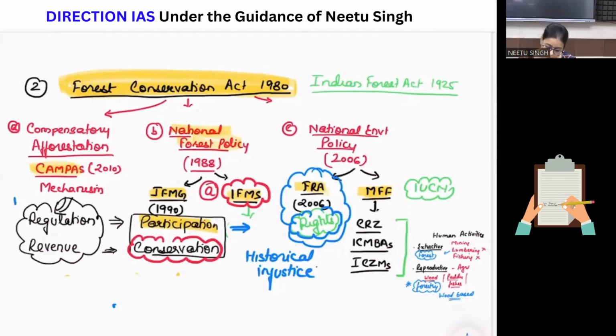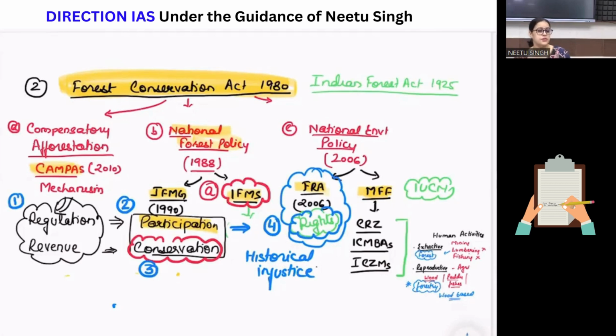So feather number 1, regulation, revenue. Feather number 2, participatory. Feather number 3, conservation. Feather number 4, rights. I hope it is comfortable. Conservation we divided into two, IFMS and Forest Policy Division. Raise your hand quickly.